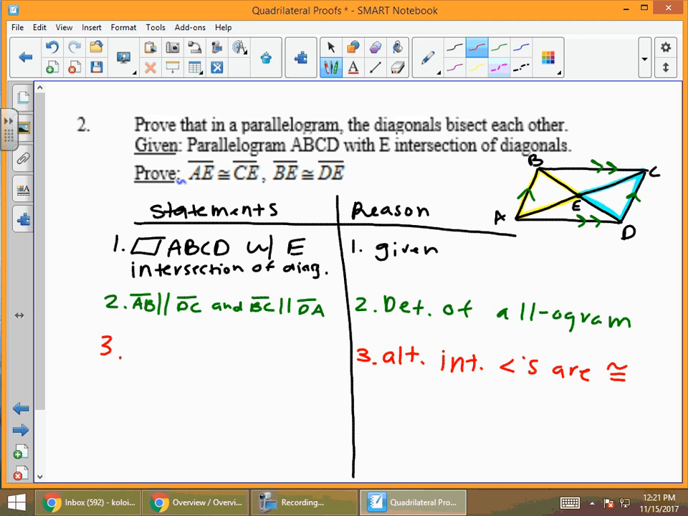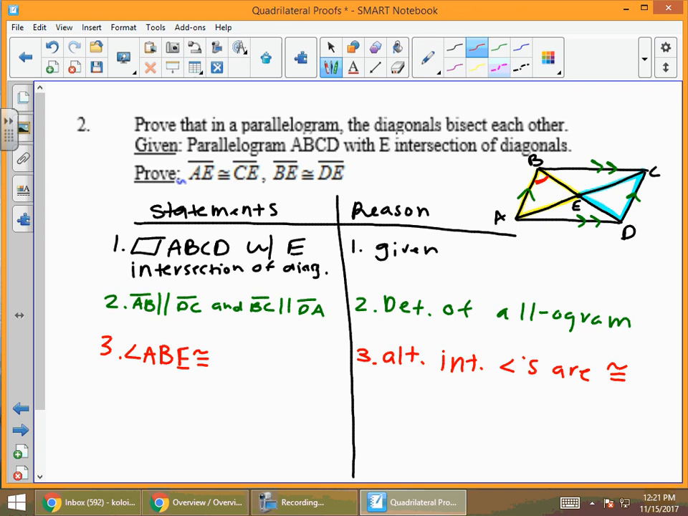So we want to make sure we pick alternate interior angles that are inside those triangles. We picked the yellow one and the blue one. You could have picked the other two. It doesn't matter. So pick one of the alternate interior angles that's inside that triangle. I'm going to pick this angle, angle AB. And it's super important, you have to say angle ABE.